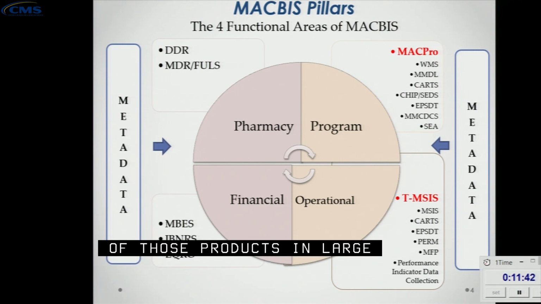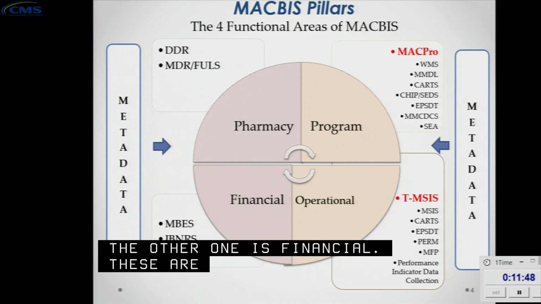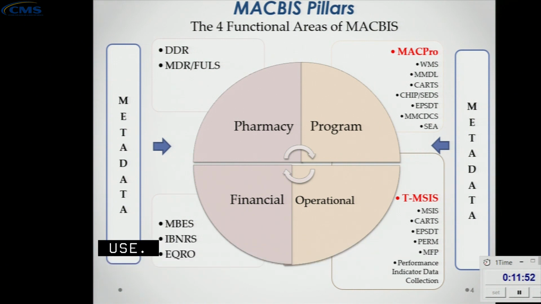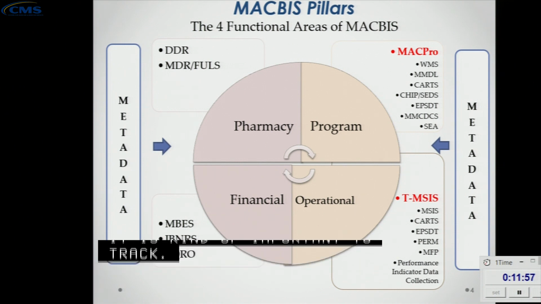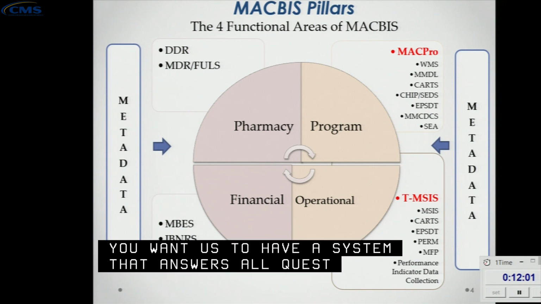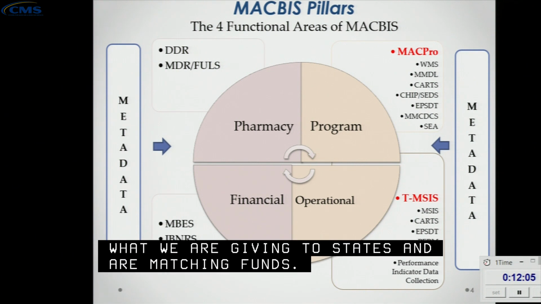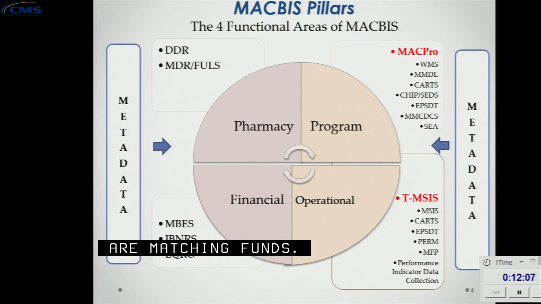The other one is financial. I've thrown a lot of big dollar amounts to you. States request money, we give them money, they reconcile all those big dollars. Kind of important to track. It's a good system to want to have. You want us to have one system that answers all questions about what we are giving to states in our matching funds. And so those systems are 15 years or plus old and need some reboot.